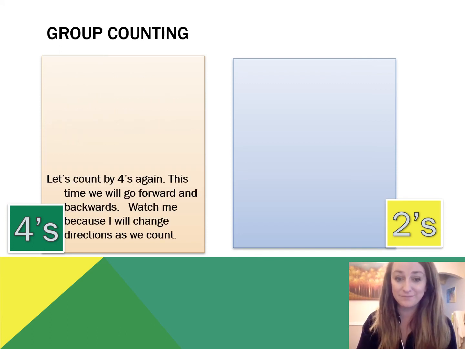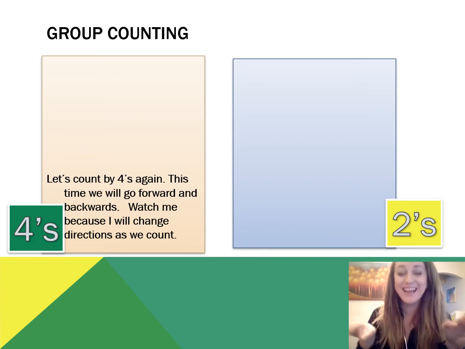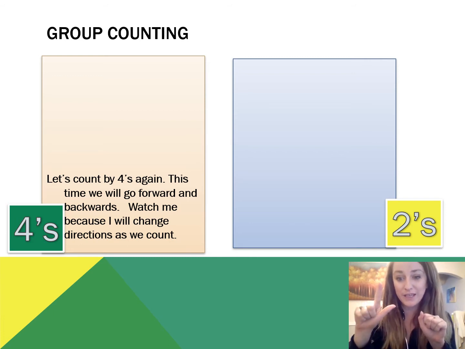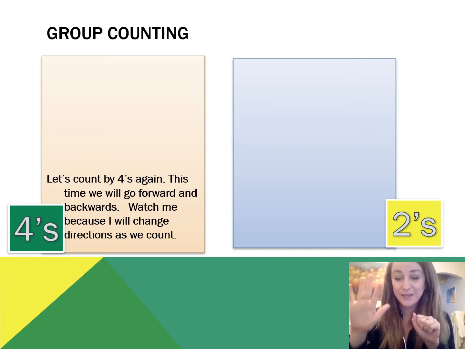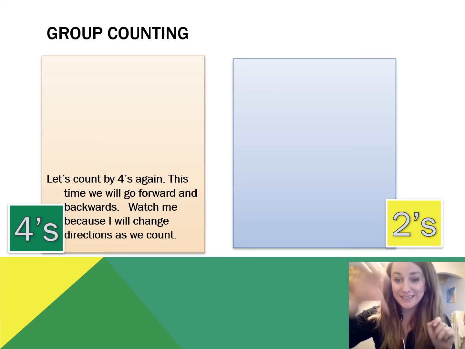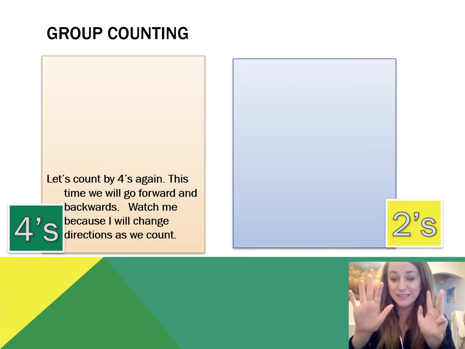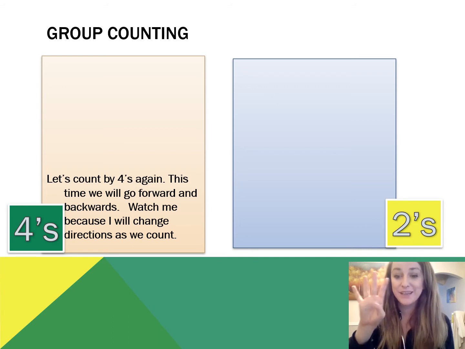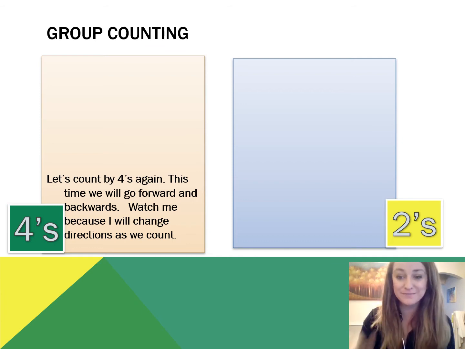Let's count by 4s again. This time we'll go all the way to 40 and go forward and backwards. Let's go. Wiggle it out. Bring it close. Count by 4s to 40. 4, 8, 12, 16, 20, 24, 28, 32, 36, 40. Bring it down. 40, 36, 32, 28, 24, 20, 16, 12, 8, 4, 0.